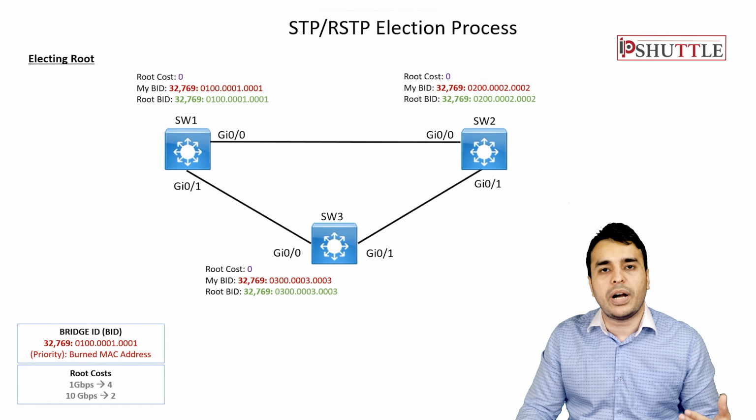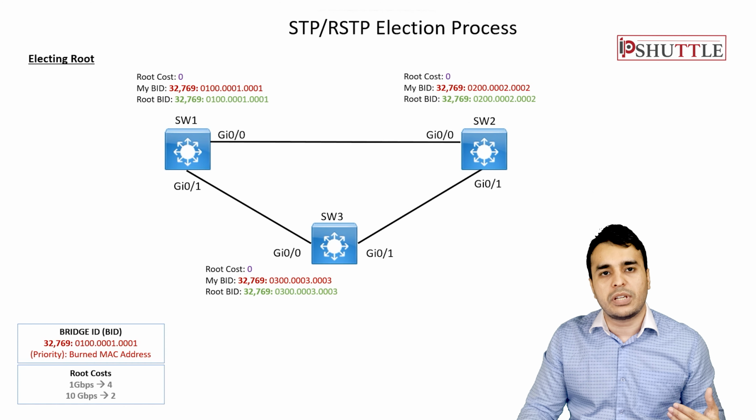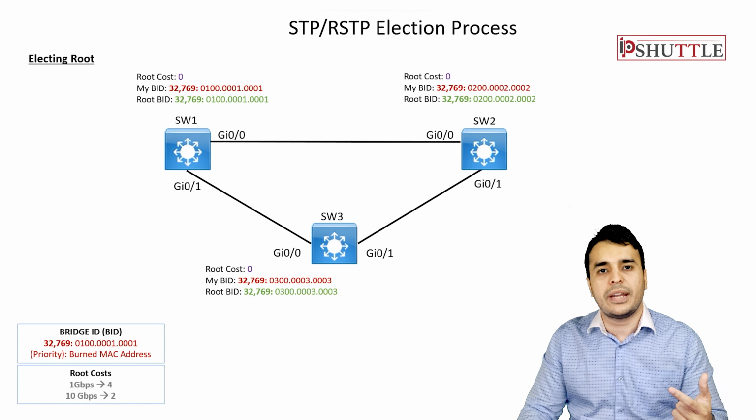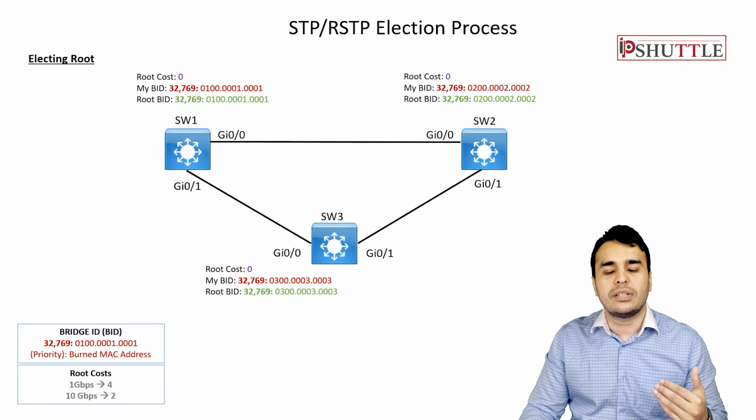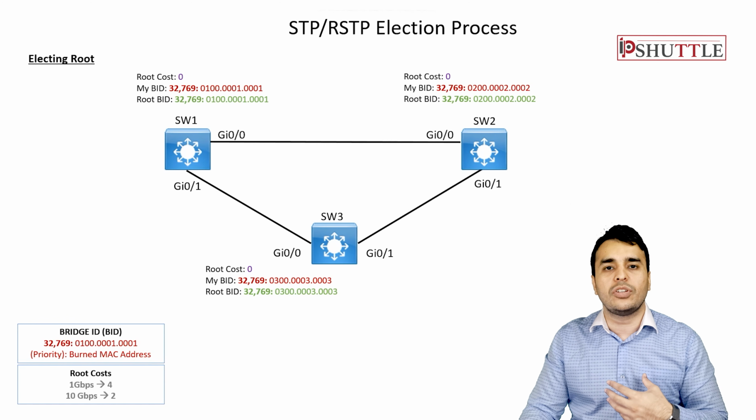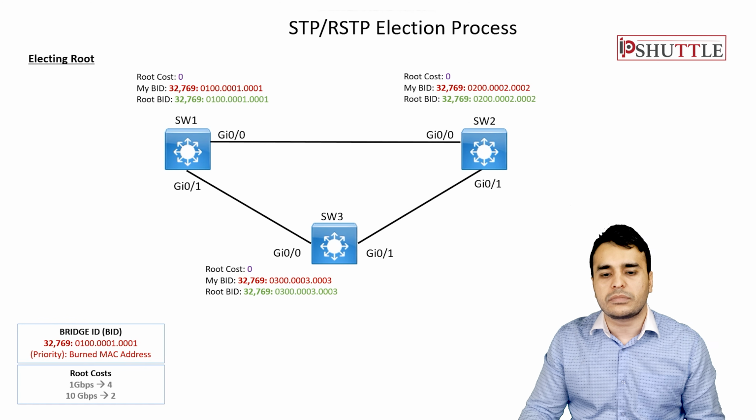And it says my BID. BID is a bridge ID. What is my bridge ID? The bridge ID is made up of priority 32769 and its burned MAC address. The next one, root bridge ID. It will be assuming itself to be a root.